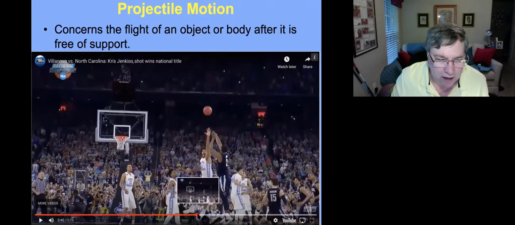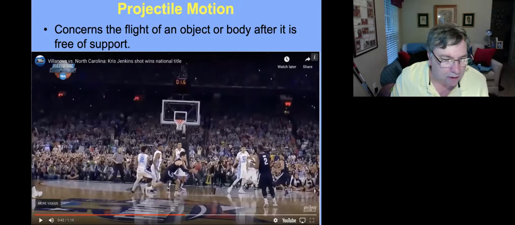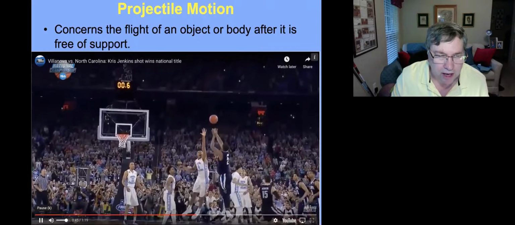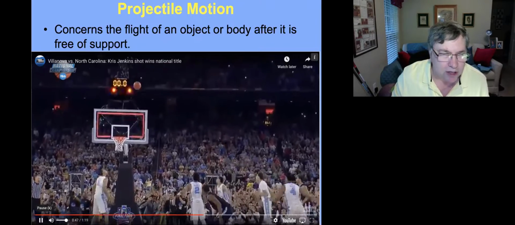There we go. So let's take a look at it from here. He catches it up. Look at that kinematic chain. It's released. Look at that backspin.